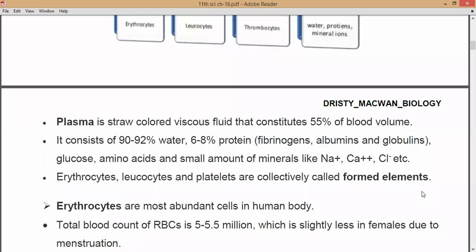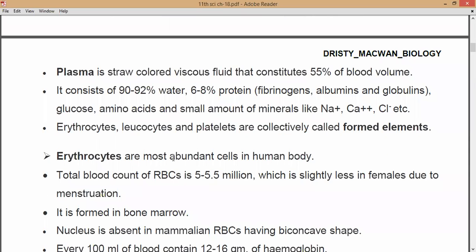So the plasma consists of water, that is 90 to 92%, proteins, that is fibrinogens, albumins, and globulins, present in 6 to 8%. And along with this, there is also the presence of glucose, several amino acids and a very small amount of minerals. Now the erythrocytes, leukocytes and platelets, these three combined form what is known as the formed element. Now we are going to see the three cells in detail.